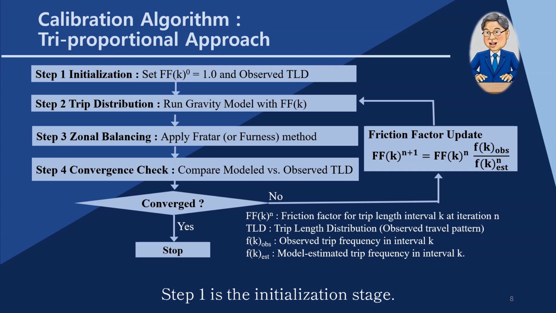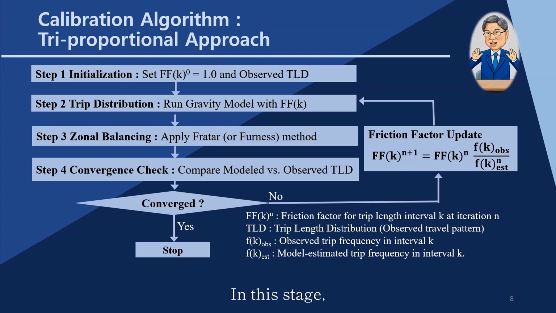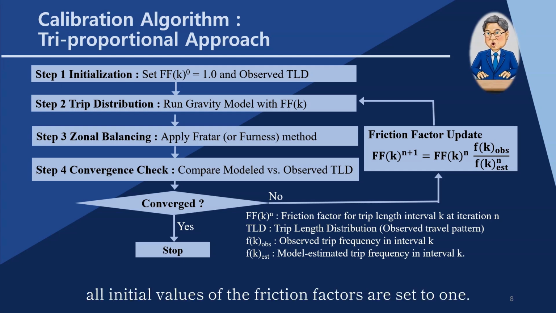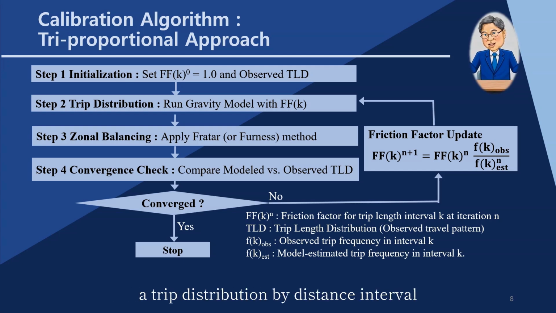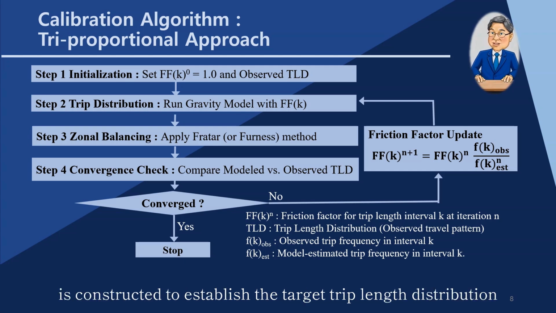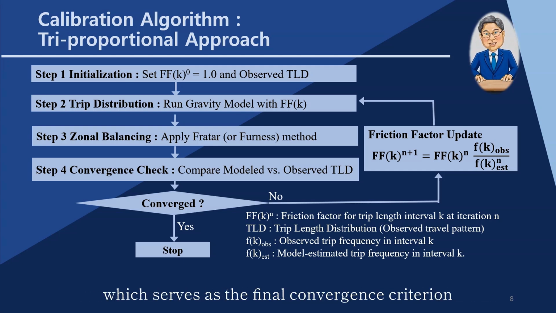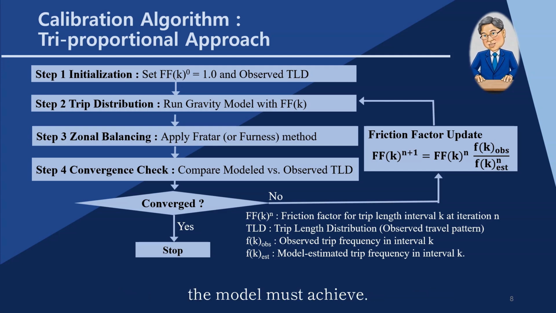Step 1 is the initialization stage. In this stage, all initial values of the friction factors are set to 1. Simultaneously, based on observed data, a trip distribution by distance interval is constructed to establish the target trip length distribution, which serves as the final convergence criterion the model must achieve.